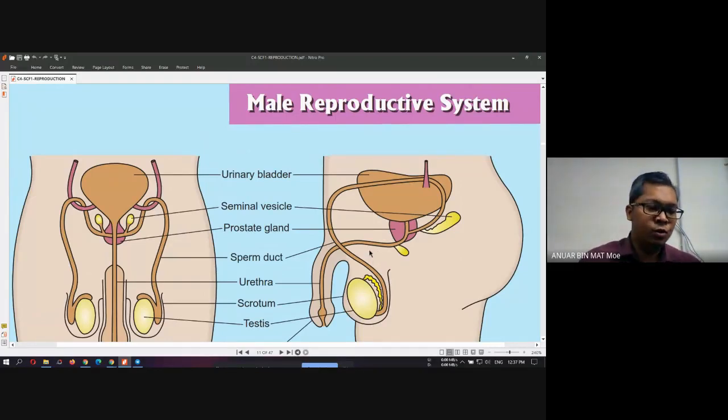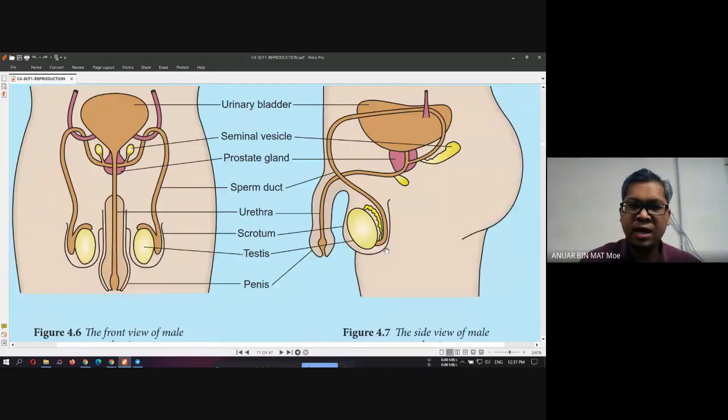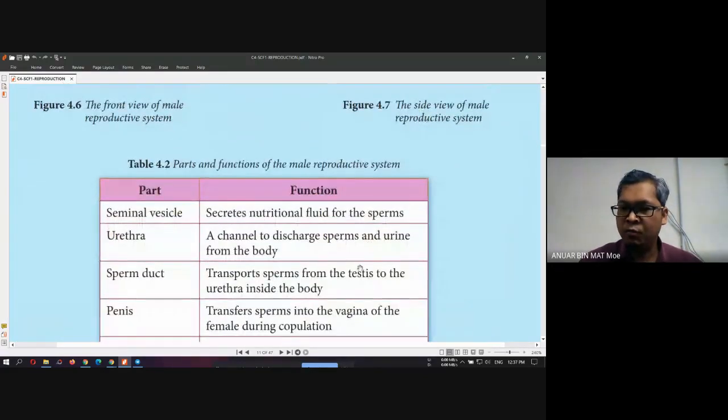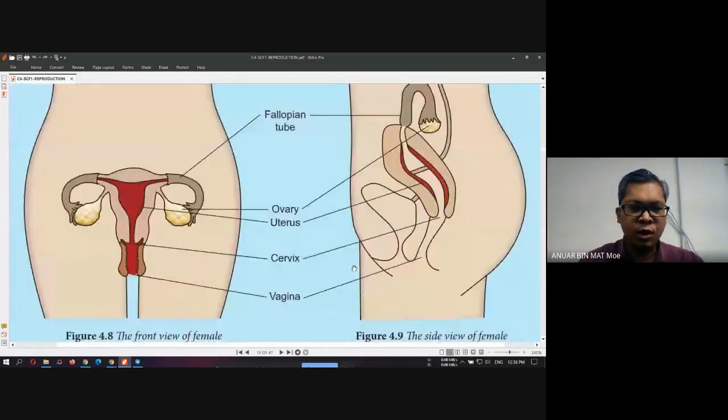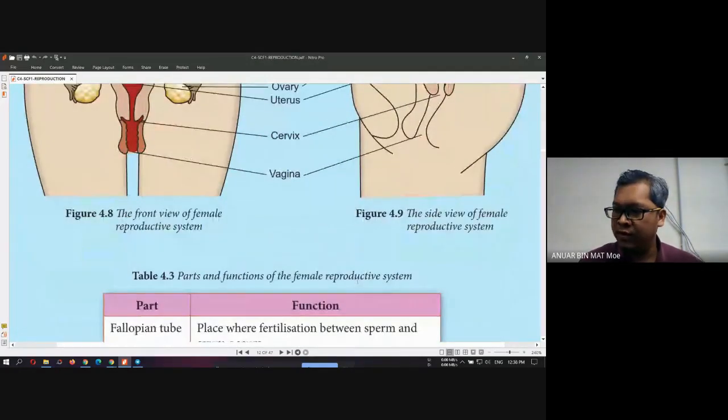I think you already finished, because I asked you to try to draw and label and also write the function of the male and female reproductive system. Make sure you understand and are able to recognize, locate and identify both the male and female reproductive system. I asked you to choose whether you want to draw either the front view or the side view of both reproductive systems. I hope you already finished; some of you already gave me the screenshot or picture of your work. Very good, well done, good work.